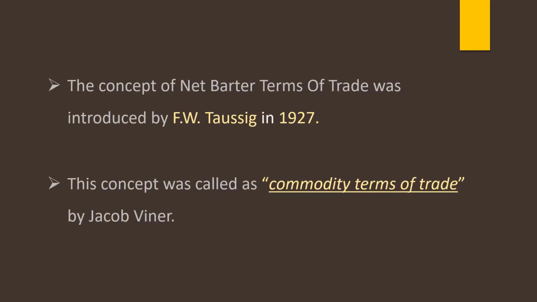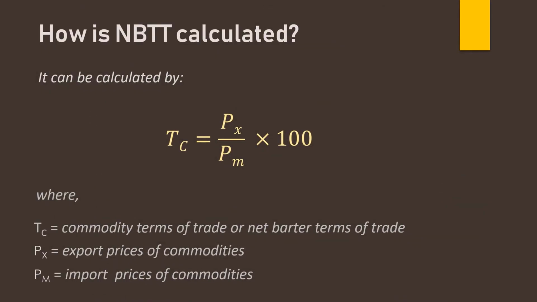The concept of net barter terms of trade was introduced by F. W. Taussig in 1927. This concept was called commodity terms of trade by Jacob Viner. Let us now understand how the NBTT is calculated. It can be calculated by a simple formula: Tc = Px / Pm × 100, where Tc denotes the commodity terms of trade or net barter terms of trade, Px denotes the export prices of commodities, and Pm denotes the import prices of commodities.